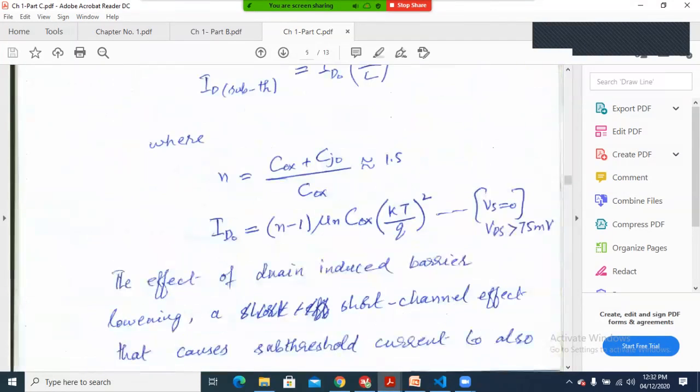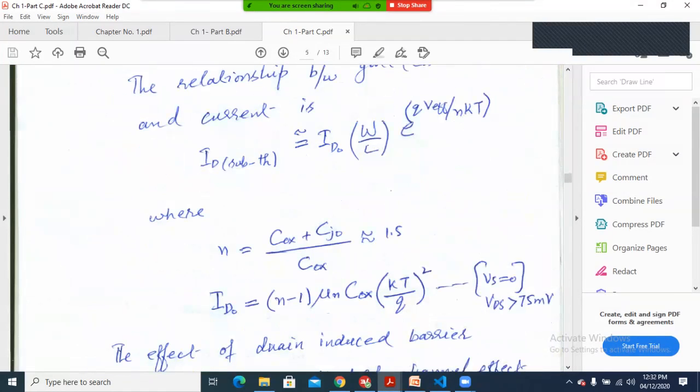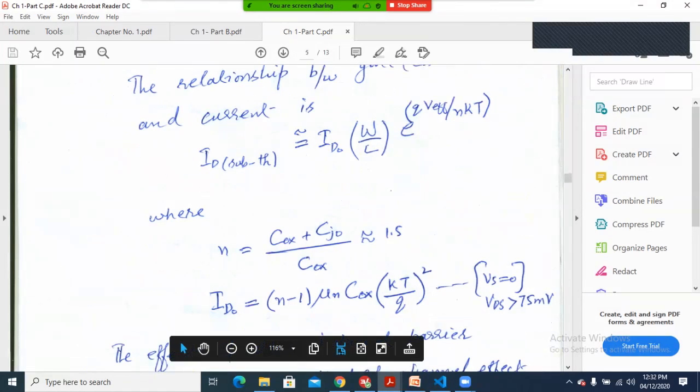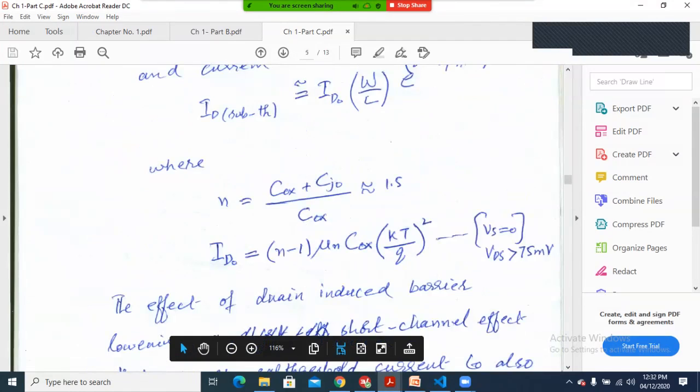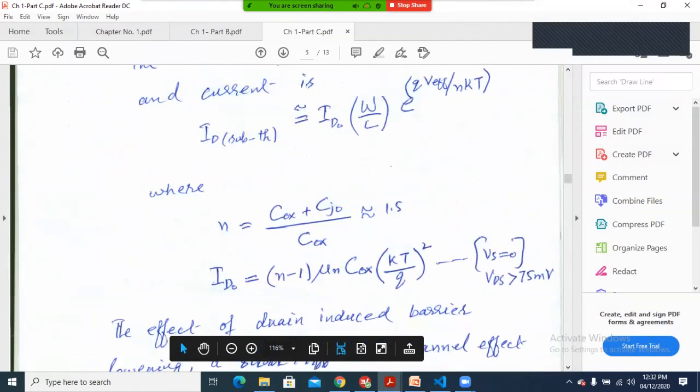So in short, we have the value of this N multiplied by the value of the capacitance, and that power is 1.5, and ID naught is in fact (N minus 1) mu n Cox (KT by Q) squared.